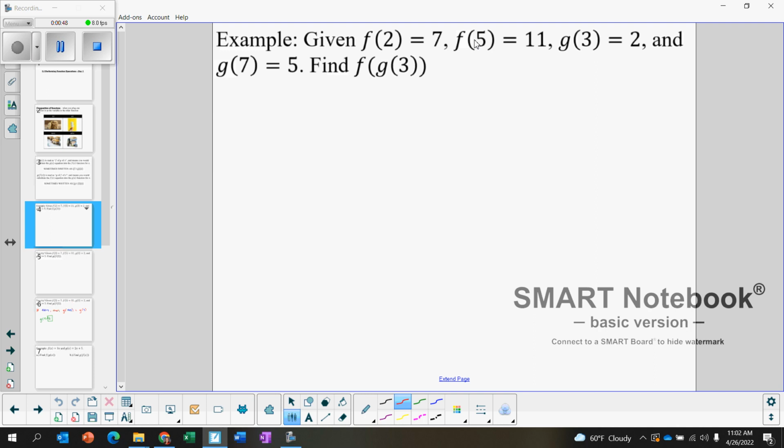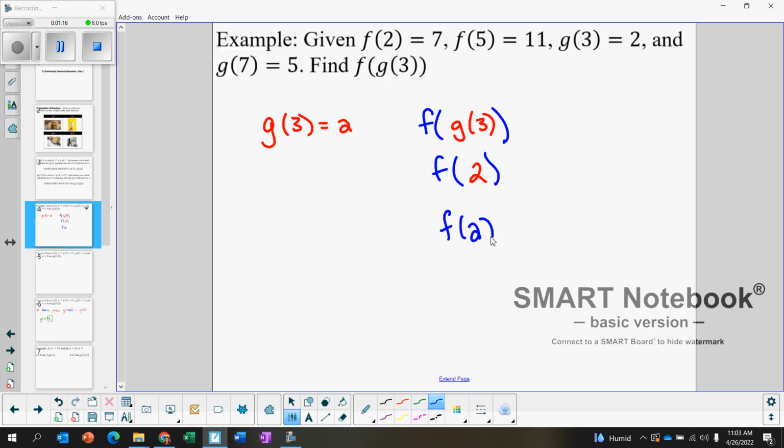So if I start with given all these things, and they want us to find f of g of 3, I'm going to start by saying, well, g of 3 is 2. So if I want to find f of g of 3, that really means I'm doing f of the equivalent to g of 3, which was 2. And if I look up here, f of 2 equals 7. So that would be my answer, just 7.